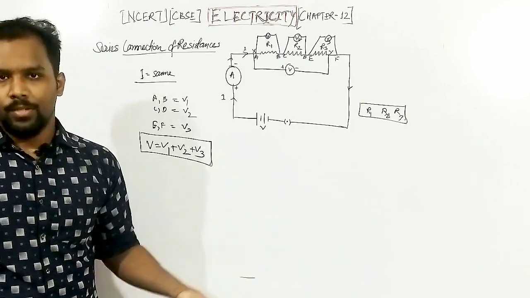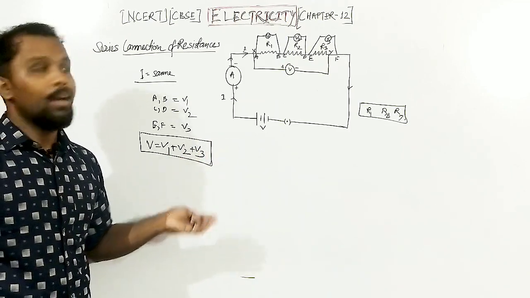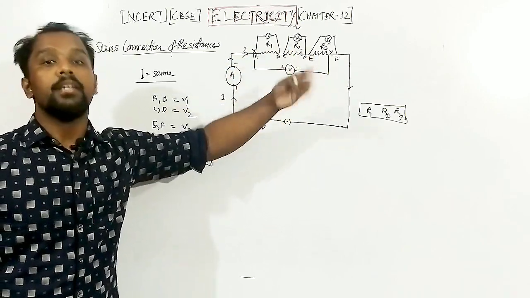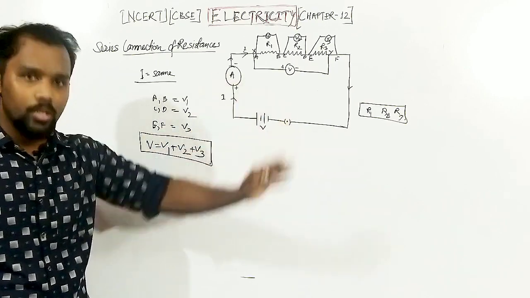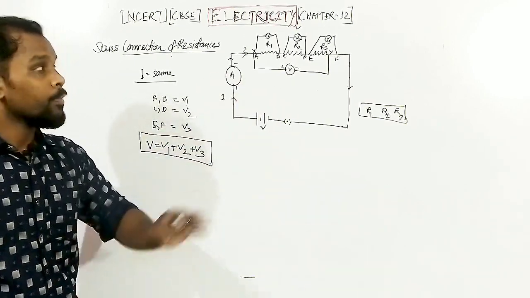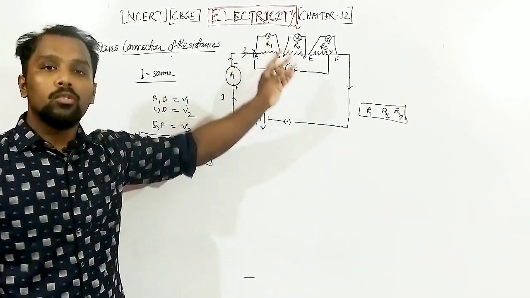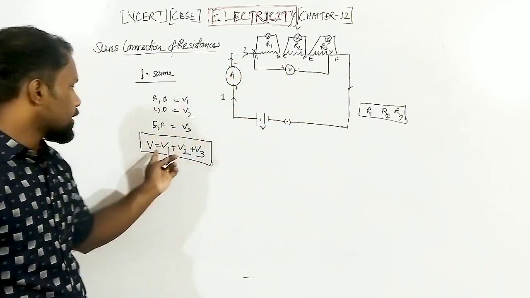It is not going to change. It remains constant, but across the resistances it is different. That is the V1, V2 and V3, but it is not equally distributed across all the 3 resistances. But once you add all 3 potential differences, we are going to get the whole potential difference as it is.